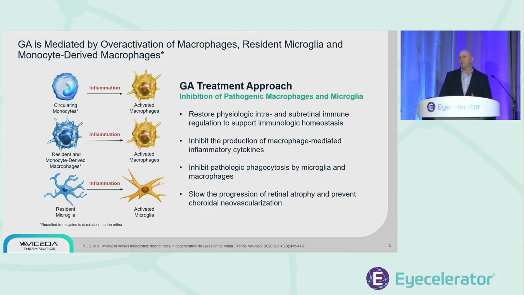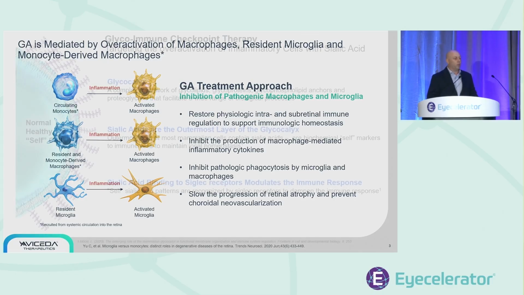When we think about what is the treatment approach that we want to bring to the table, we're really looking to inhibit pathogenic macrophages and microglia in the retina. We want to restore that physiological intraretinal and subretinal immune regulation. As we all sit here today, we have a homeostasis in our retina where we don't have chronic inflammation happening, and that's kept in check by these cells as well as our normal cells that I'll talk about in a moment. So we want to inhibit production of pro-inflammatory cytokines. We want to inhibit the pathologic phagocytosis that happens with macrophages, but also slow the progression of retinal atrophy and then ultimately prevent the choroidal neovascular membrane.